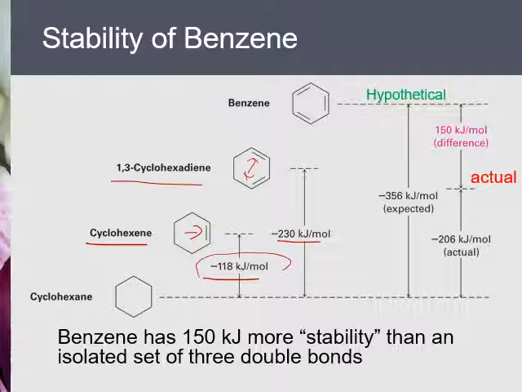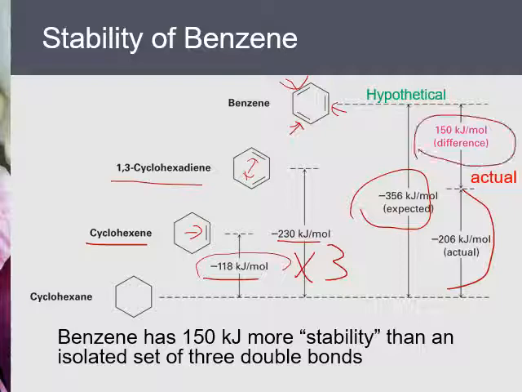According to this trend, if benzene had three double bonds, then the heat of hydrogenation should be approximately 3 times that of cyclohexene, and that would be negative 356 kJ per mole. The actual measured heat of hydrogenation for benzene is only negative 206, and that's 150 kJ per mole different from the hypothetical structure, which contains 3 double bonds.